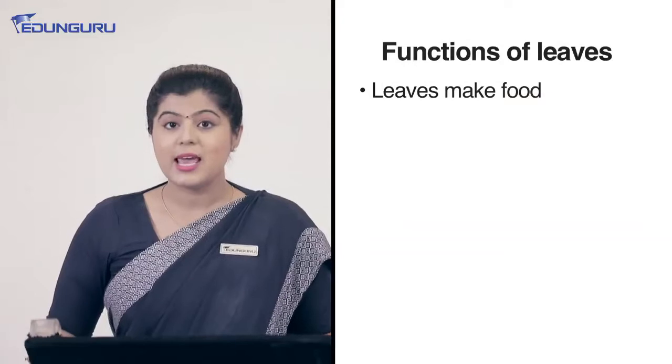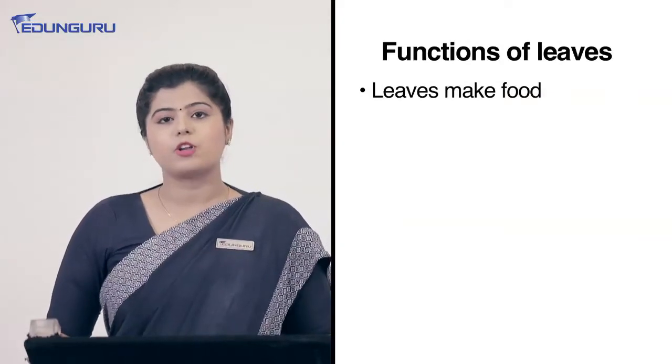Reticulate venation can be seen in your neem tree and your mango tree, and leaves with parallel venation can be found in your grasses. Asmita, tell me one function of a leaf. Helps in making food. Yes, very good Asmita. Asmita has told me that leaves help in making food. Actually, leaves make food for the plant.